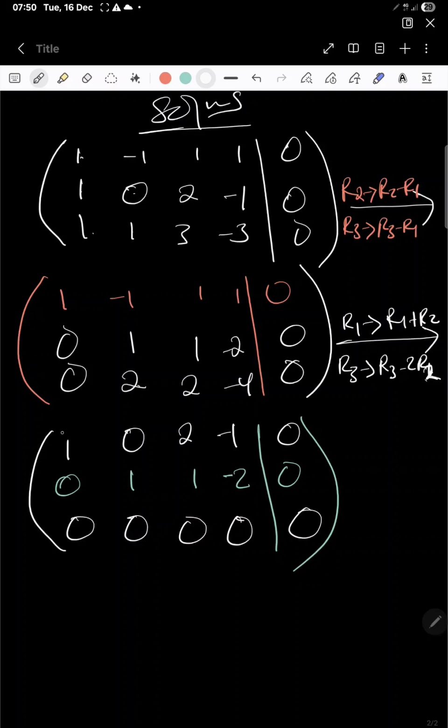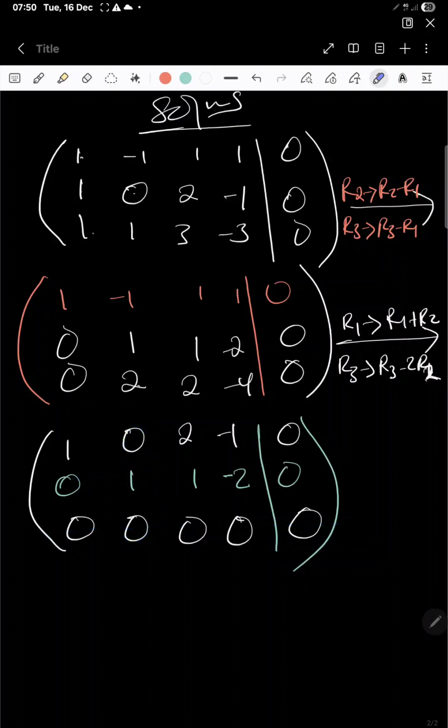So in this case, this number in this row is the leading entry, which is a 1, and it is only non-zero in that column, correct? We come to the second row, this is the leading entry, and it's only non-zero in that column, correct, and the row of zeros is placed down the matrix. That means we are done reducing.